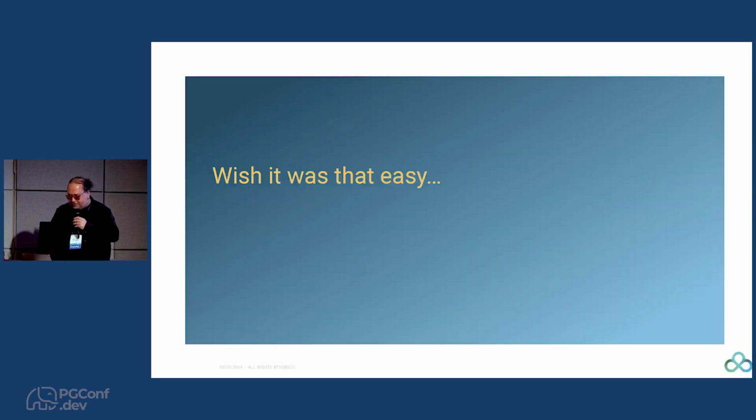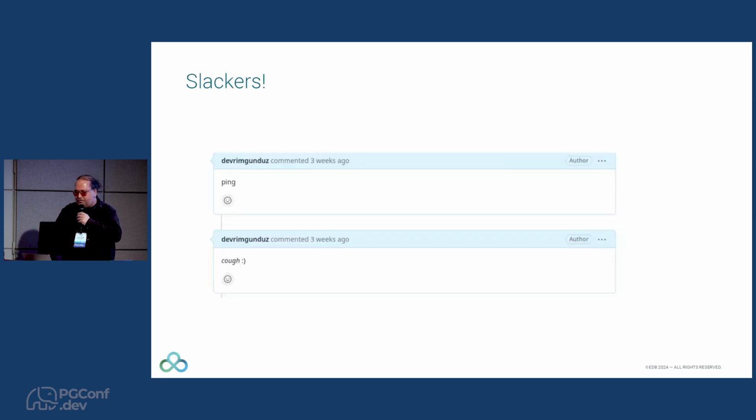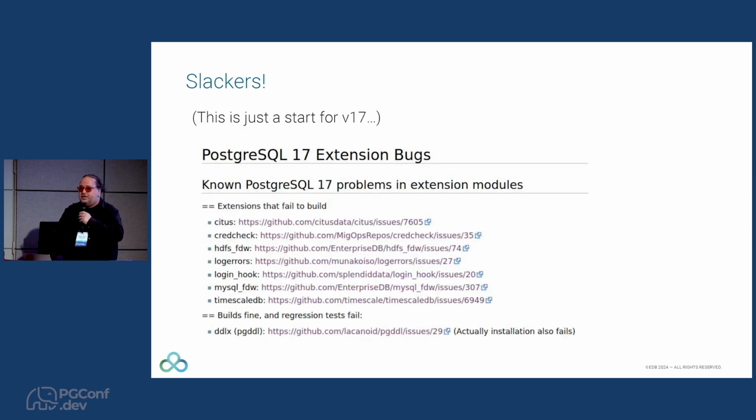Why worry, right? And these are the tarball names from each individual package. They don't give any name, just the real version number, blah, blah. And there are lots of slackers. They don't update their packages. This is the shame list for Postgres 17 for now. Okay, we are getting there.